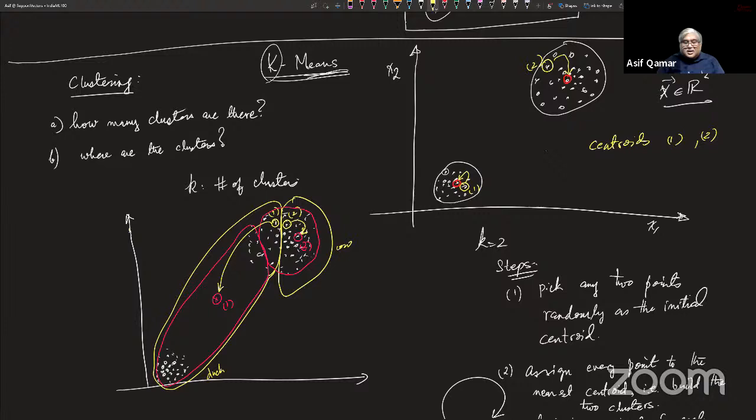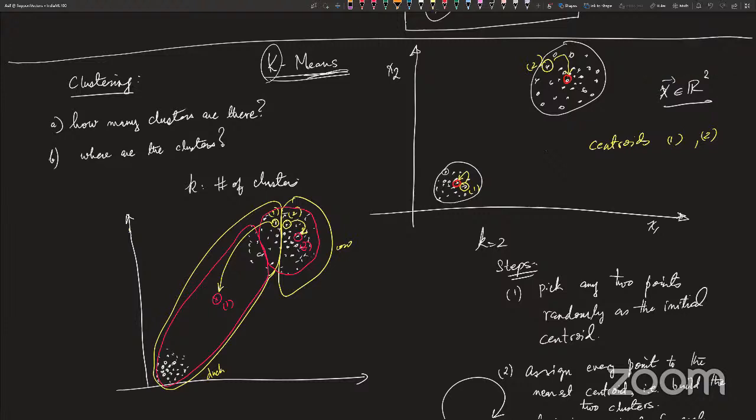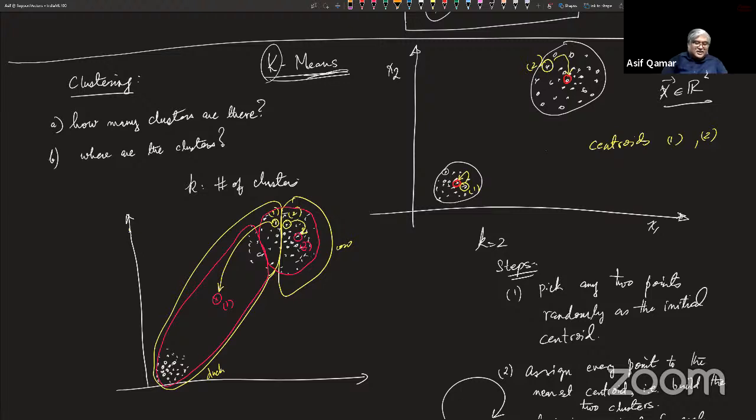Okay, let us redraw. Let us redo the entire thing over again. I'll erase this and I'll redo the whole thing. Let me see if I can redo the whole thing.